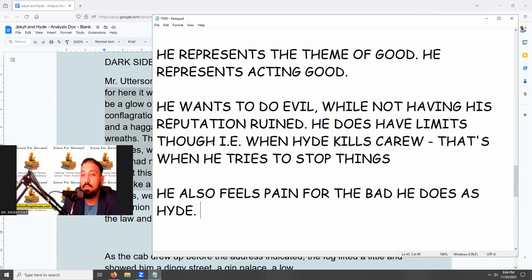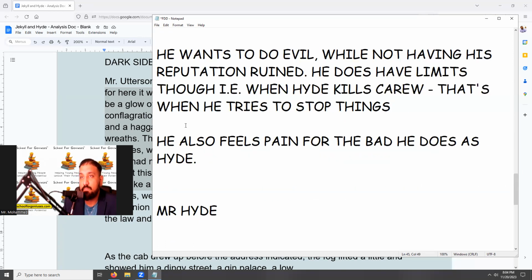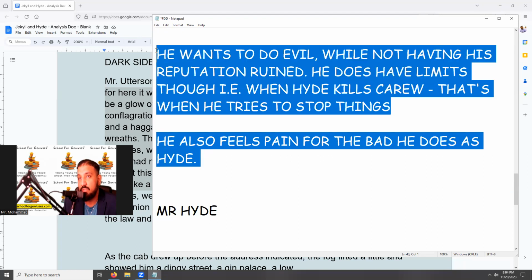He also feels pain for the bad. So this is really important. You need to know that he wants to do bad. It's not just that he's tricked into it or something. He actively wants to do it, and he enjoys it. He likes doing evil. He thinks that it's himself. He says something like, "I was no more myself when I was," and I forget the exact quote, engaging in bad things, as I was when I was lecturing people to not do stuff like that.